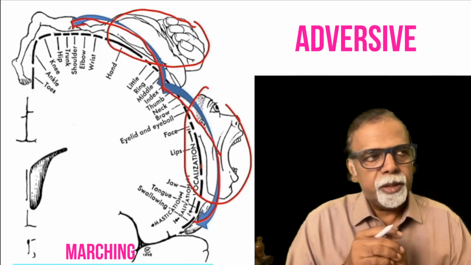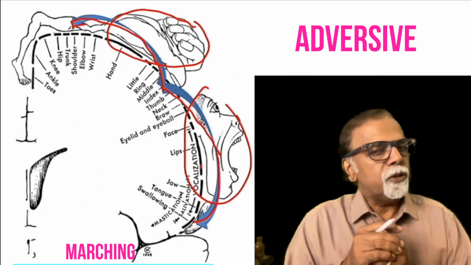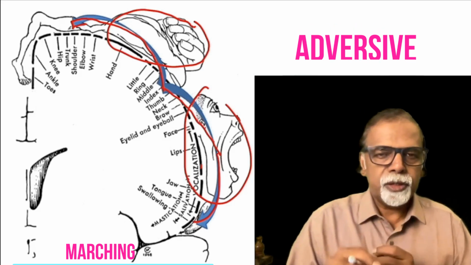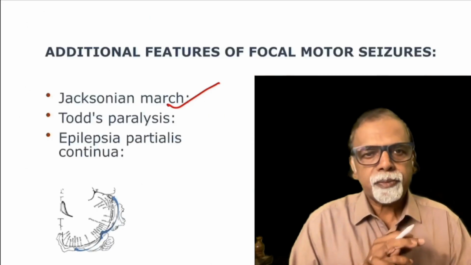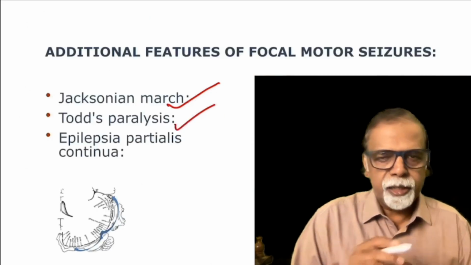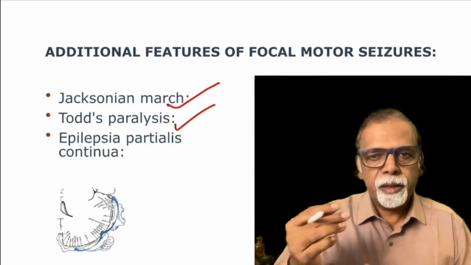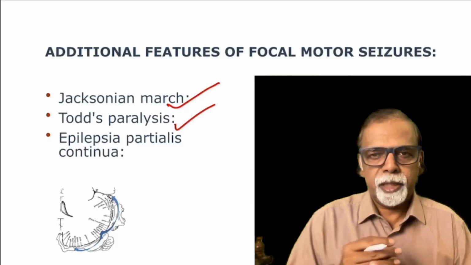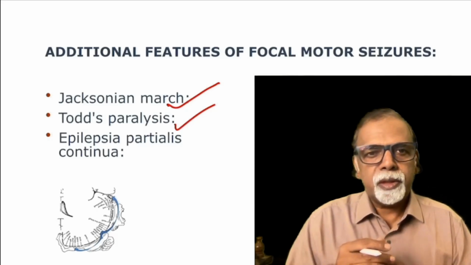Sometimes the eyes may be turned to one side and the head is turning like this. This is called an adversive phenomenon. So these are the few words you should remember regarding the Jacksonian seizure. Second is Todd's paralysis. Following the focal seizure, the patient can develop weakness of that side. It may last for a few hours. This is called Todd's palsy.